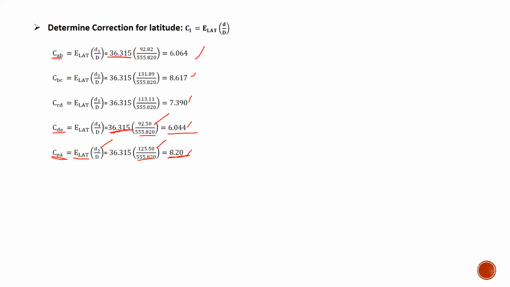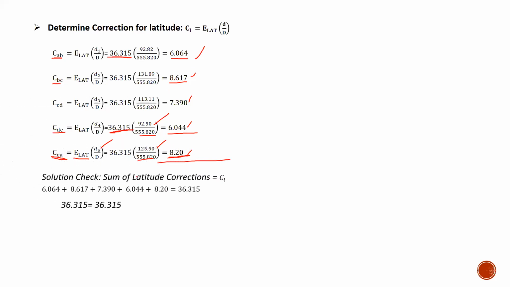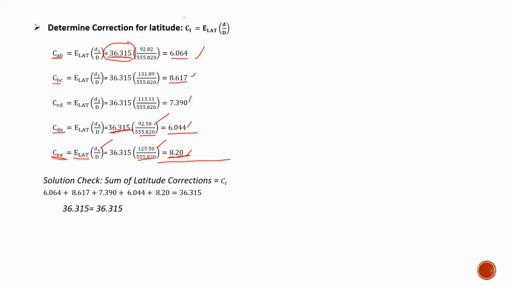So sa course AB natin, yung correction na i-apply natin sa line AB natin, meron tayong i-correct na 6.064 meter. Sa course BC naman, meron tayong i-correct sa latitude na 8.617 and so on. So dapat yung total nito is equal to dito rin, di ba? Erase natin. Dapat yung total nitong lahat, so add natin 8.064 plus 8.617 plus 7.390 plus 6.044 plus 8.20.